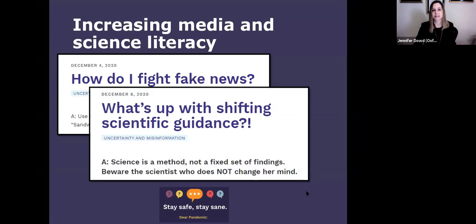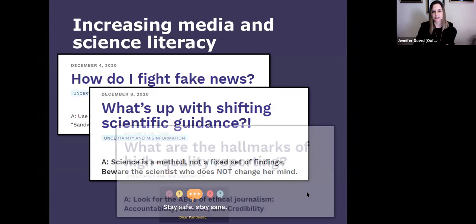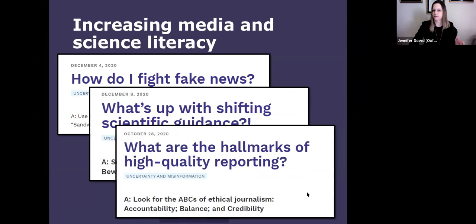And finally, we do a lot of trying to increase literacy around reading headlines and also understanding that science is not a fixed set of facts, that it really is a process. That's something we've tried to hammer away at over the months and really teach people a little bit about research design. It is our hope that we're also giving people tools to interpret things better on their own.